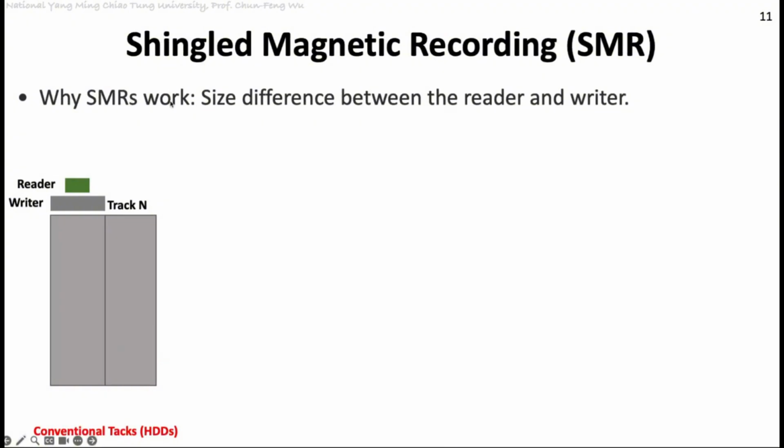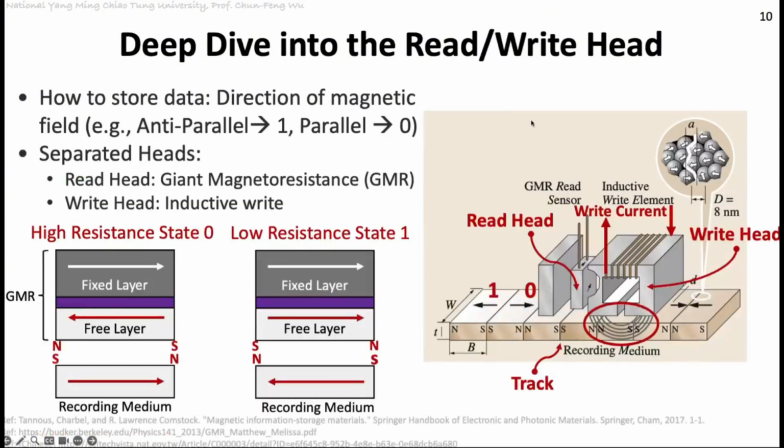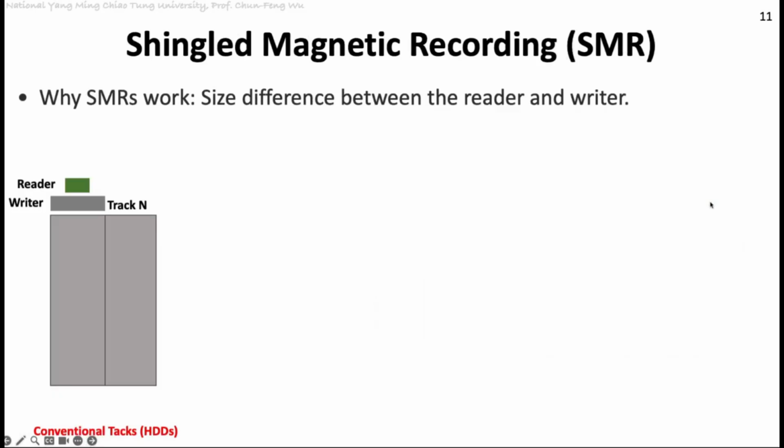So the SMR drive, you can think of it as an extension of the hard disk drive, and most things are the same. The only difference is how to write the data in the track. Okay. So the key concept behind SMR is the size difference between the reader and writer.